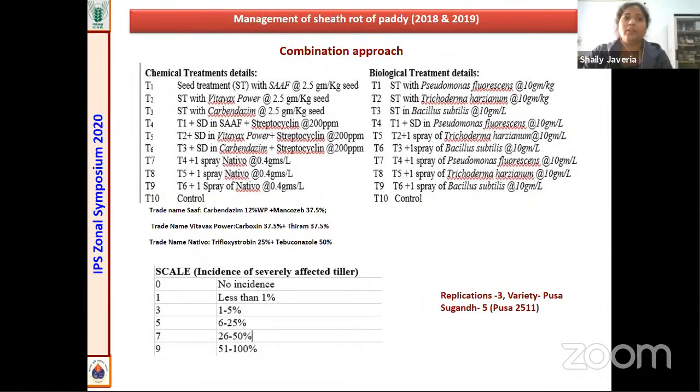Different combinations of SAF, Vitavax, carbendazim, and Nativo, as we see in the chemical treatment details: 9 different combinations and 1 control. In biological treatment details, 9 treatments with Pseudomonas fluorescens, Trichoderma harzianum, and Bacillus.